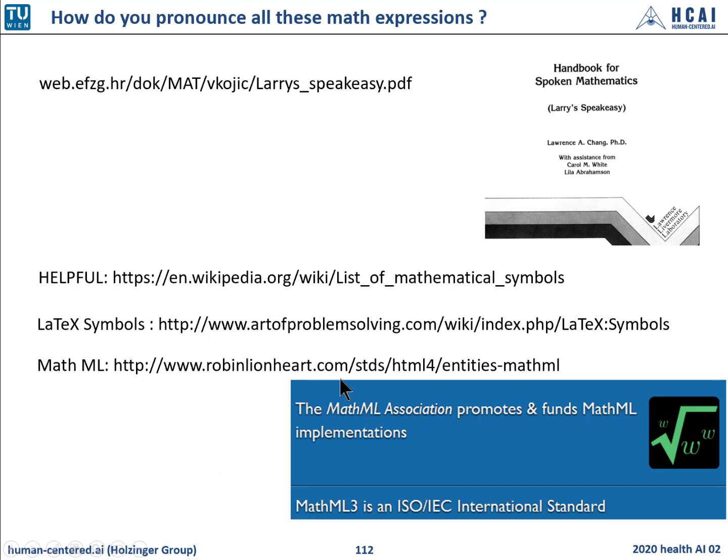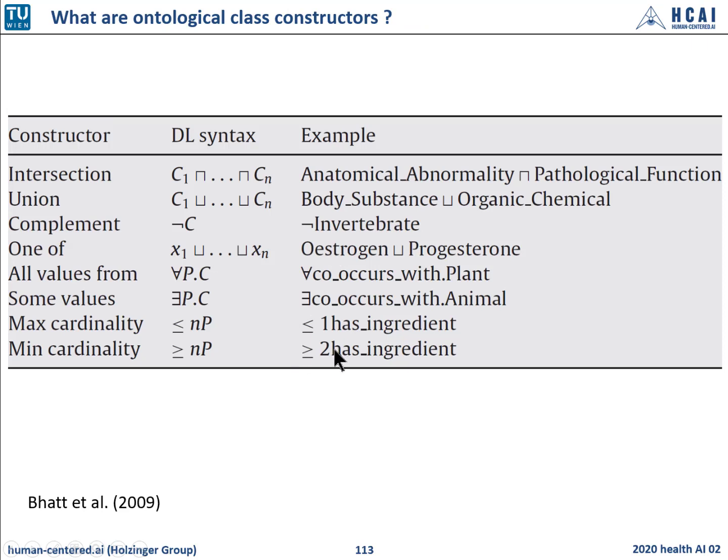So spoken mathematics. This is very interesting and relevant. This is a side note, a digression, so to say. Yeah? But digressions can be useful. Umwege erhöhen die Ortskenntnis. So, what are these ontological class constructions?